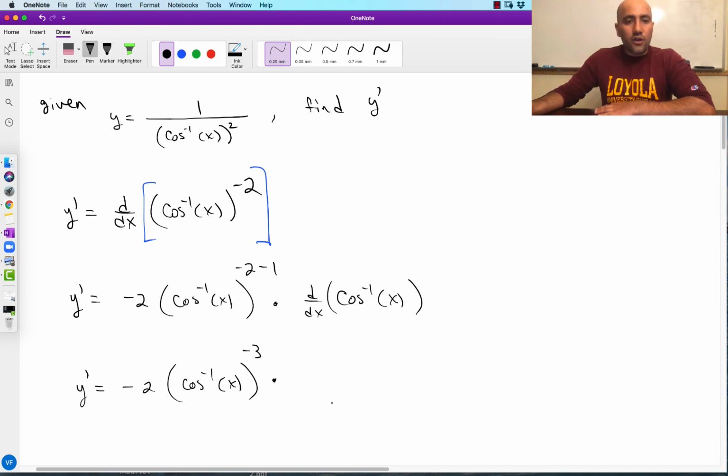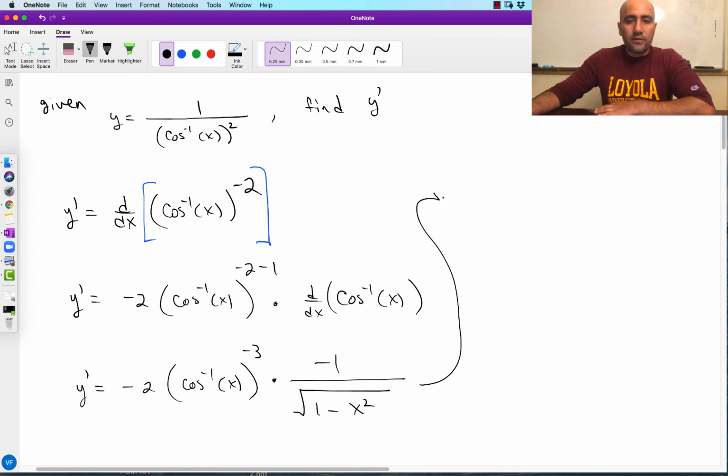And as we just saw, we can reference our table. This is going to be equal to a fraction where we have a minus 1 in the numerator, and the denominator is going to be the square root of 1 minus x squared. That's the derivative of this. Okay, well, all we have to do is simplify it a little bit, but that's basically our answer.